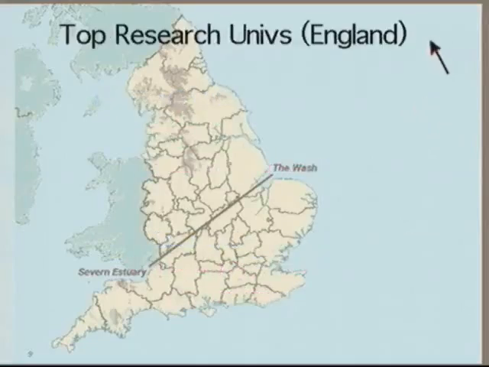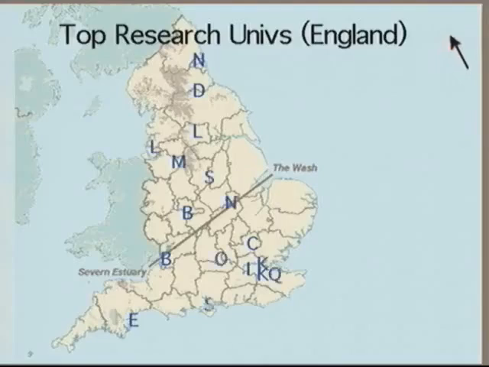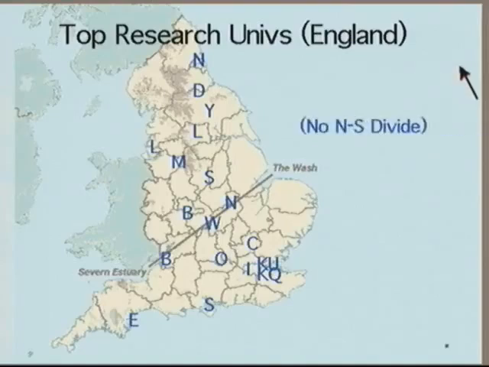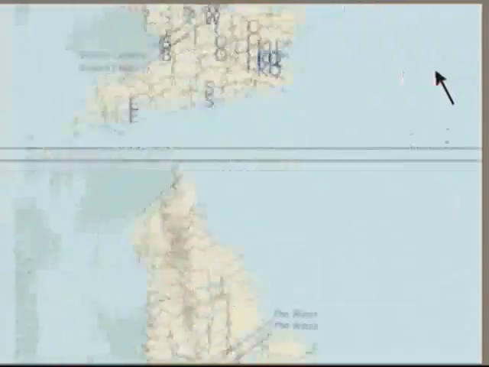However, not all is divided. The Russell Group universities: there are around 9 or 10 in the south, 9 or 10 in the north, and 3 along the boundary. So, no, there's no north-south divide in the distribution of Russell Group universities.